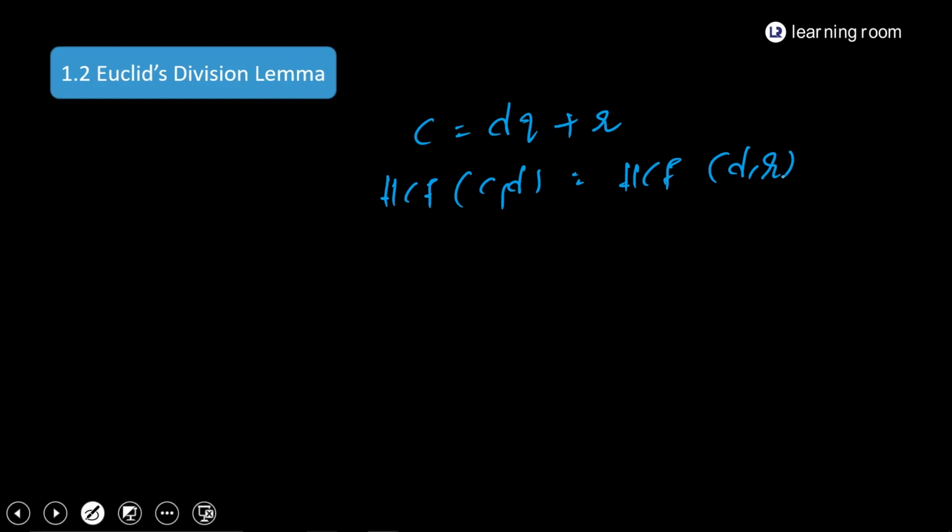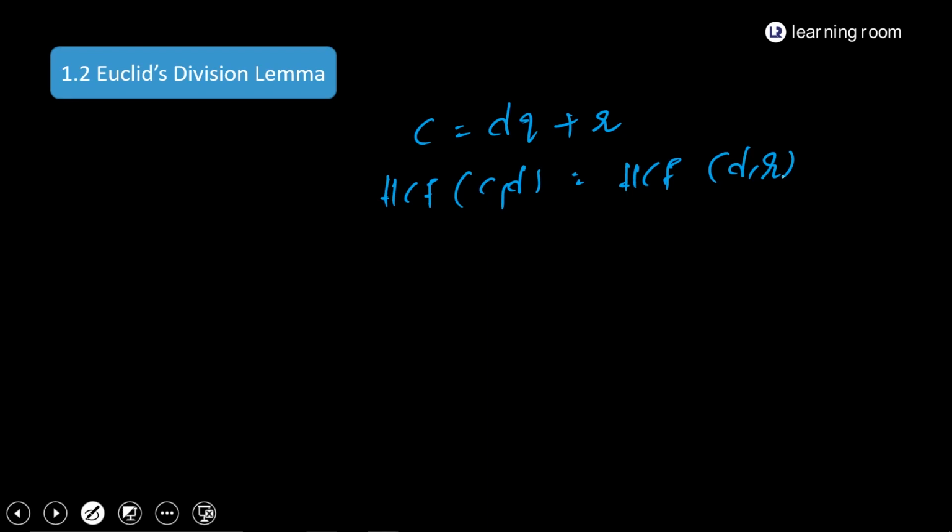So any idea how? We don't want to go to prime factorization. We want to prove it with the things that we already know, just with Euclid's lemma that we have. Maybe the quotient and the remainder of C comma D will be equal to the quotient and remainder of D comma R. That won't happen, right? Maybe the quotient of C comma D can be divisible by the quotient of D comma R.